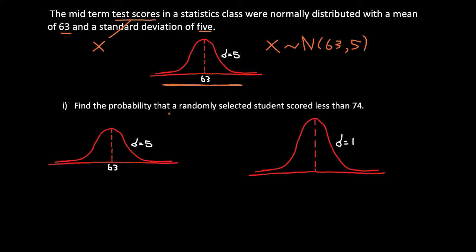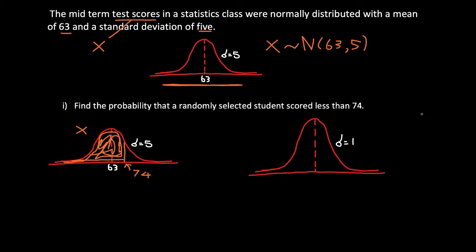Find the probability that a randomly selected student scored less than 74. Okay, less than 74. So this is the density curve for x. Therefore, 74 should be greater than 63, so I take this point as 74. They are asking for the area under the curve less than 74. So this area. How do we find this area?